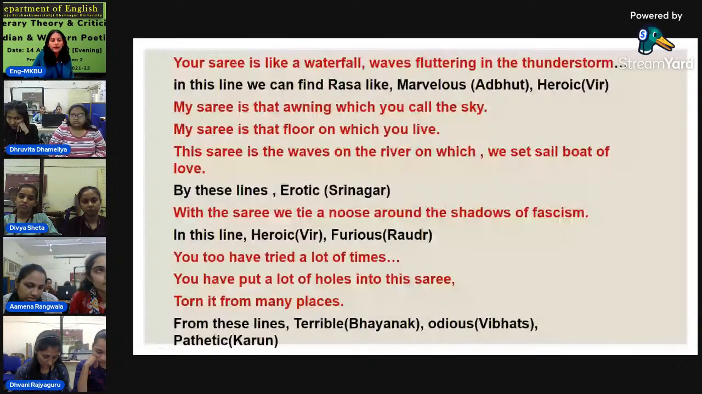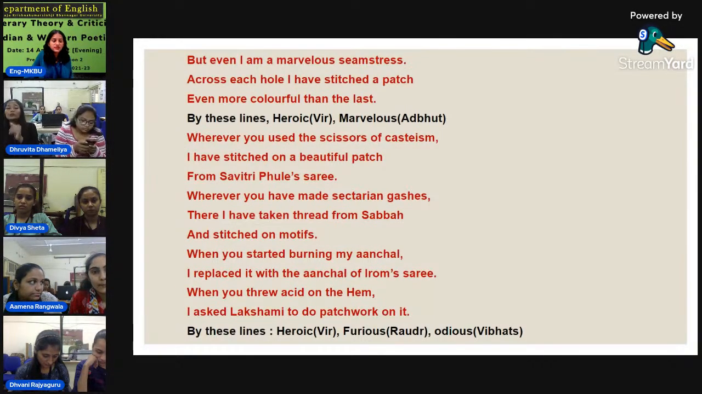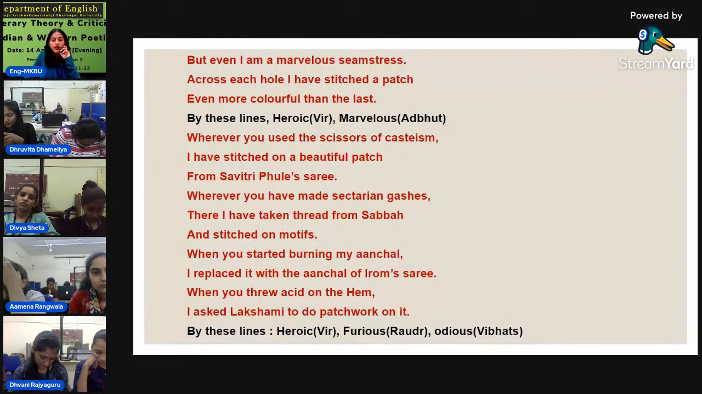But even I am a marvelous seamstress. Across each hole, I have stitched a page even more colorful than the last. Here, she is a poet. The poetess is talking about heroic rasa. We can say that these lines contain the heroic rasa.